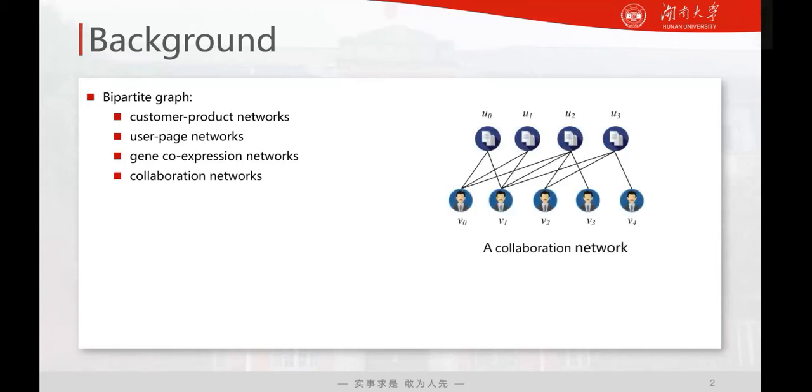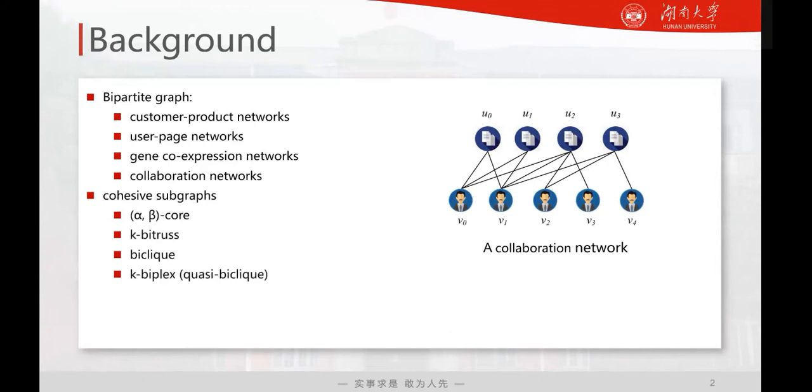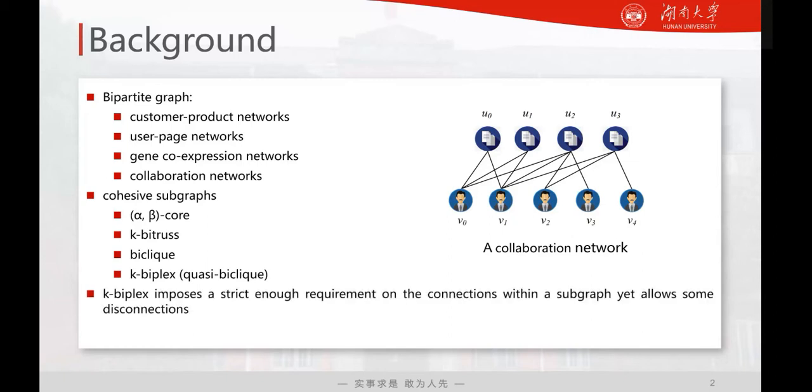As shown in the figure, a collaboration network is composed of authors and published papers. There are many cohesive subgraphs in bipartite graphs, such as alpha-beta-core, k-bitruss, biclique, and k-biplex. K-biplex imposes a strict enough requirement on the connections within a subgraph, yet allows some disconnections.